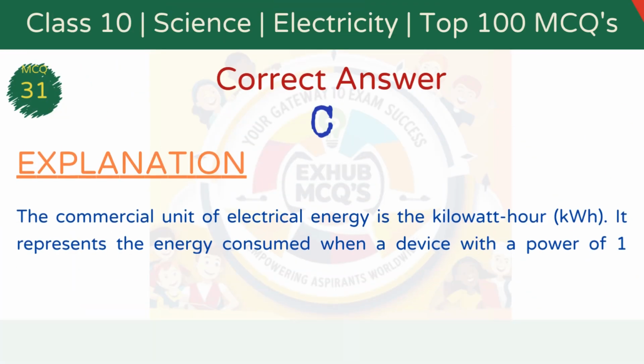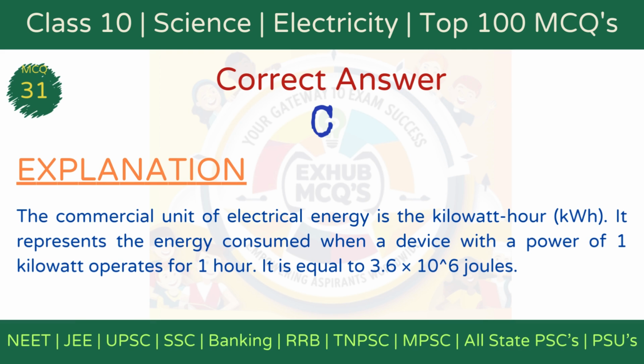The correct answer is option C, kilowatt hour. Explanation. The commercial unit of electrical energy is the kilowatt hour. 1 kilowatt hour represents the energy consumed when a device with a power rating of 1 kilowatt operates for 1 hour. It is equal to 3.6 times 10 to the 6 joules.